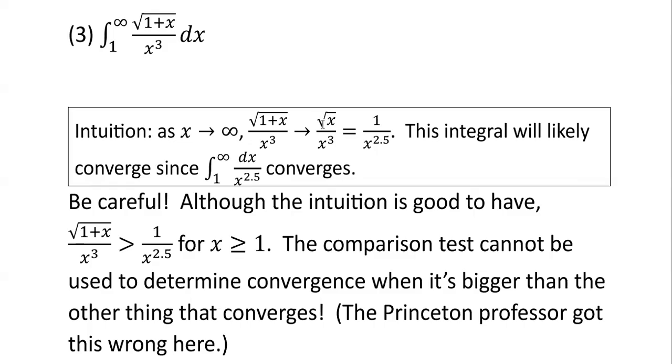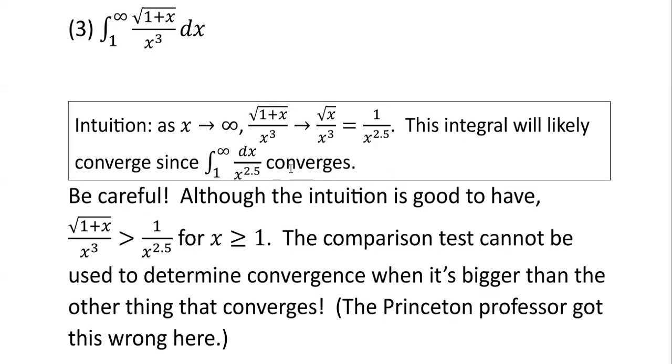Okay? So we can simplify the square root of x over x cubed into 1 over x to the 2.5 power, 5 over 2 power. This original integral will likely converge since the integral from 1 to infinity dx over x to 2.5 converges, okay?